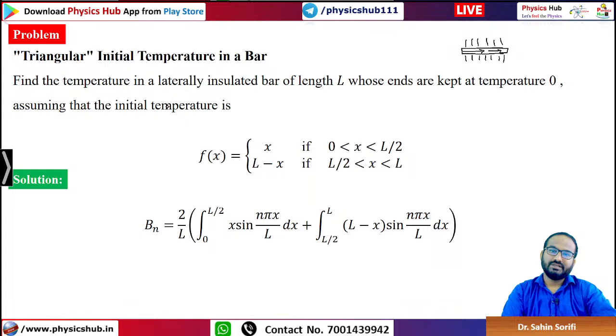Find the temperature in a laterally insulated bar of length L whose ends are kept at temperature 0, assuming that the initial temperature is given by this function. It is x for x between 0 and L by 2, and it is L minus x for L by 2 less than x less than L.